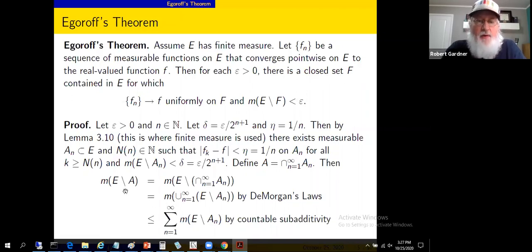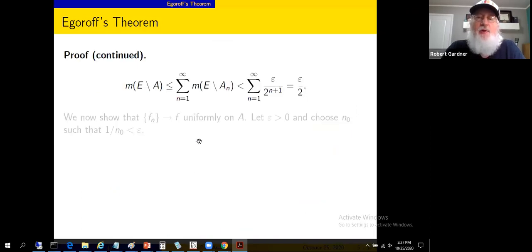Okay, so picking up here, measure of the set difference less than or equal to the sum of the measures. And each of those little sets had a measure of epsilon over 2 to the n plus 1. Sum that geometric series, you get epsilon over 2. Set A is not the set we're looking for. This is not the set you're looking for. You're looking for a closed set. Well, it's still got epsilon over 2 wiggle room to play with.